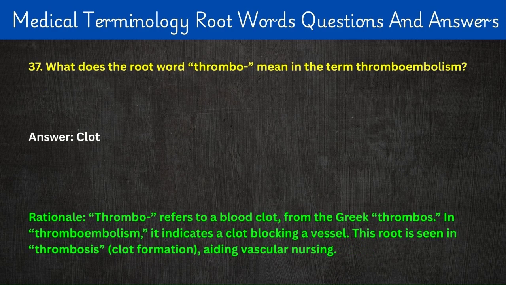37. What does the root word thrombo- mean in the term thromboembolism? Answer: clot. Rationale: Thrombo- refers to a blood clot, from the Greek thrombos. In thromboembolism, it indicates a clot blocking a vessel. This root is seen in thrombosis, clot formation, aiding vascular nursing.